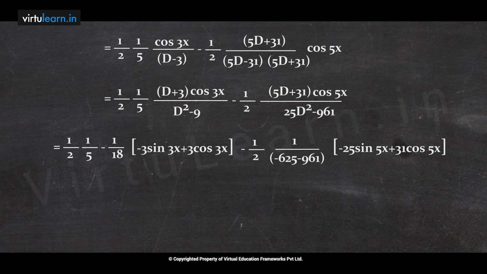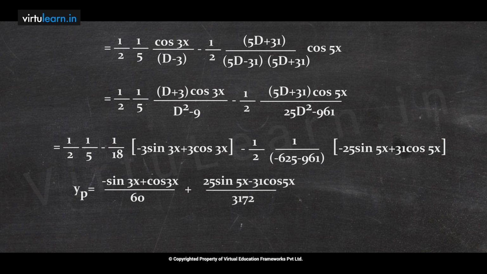The final answer I am writing here: the particular integral Yp = −(sin 3x + cos 3x)/60 + (25 sin 5x − 31 cos 5x)/3172. This is the particular integral.